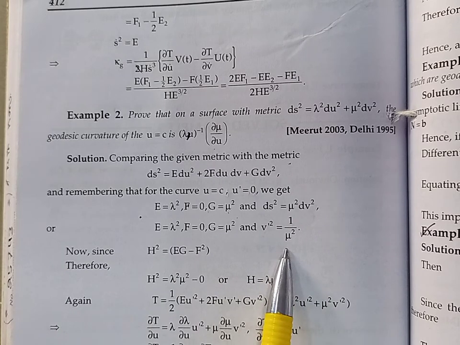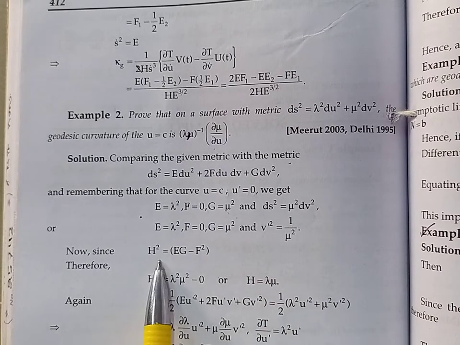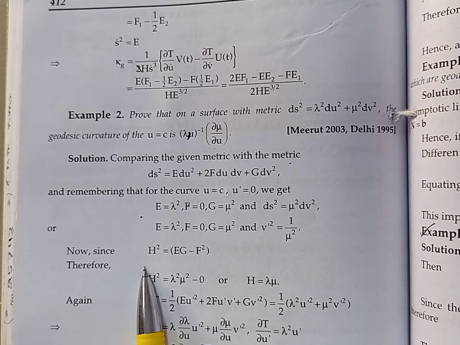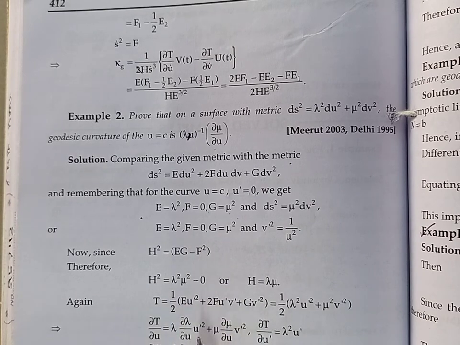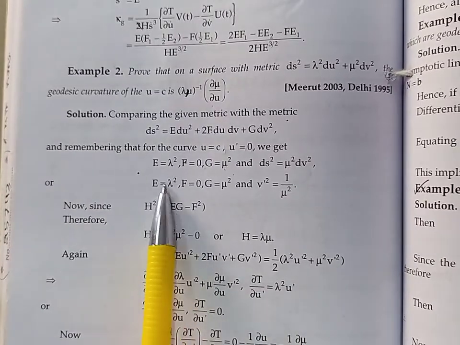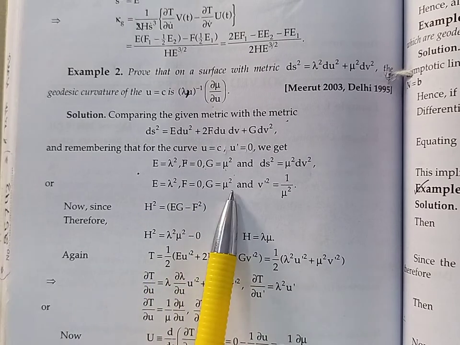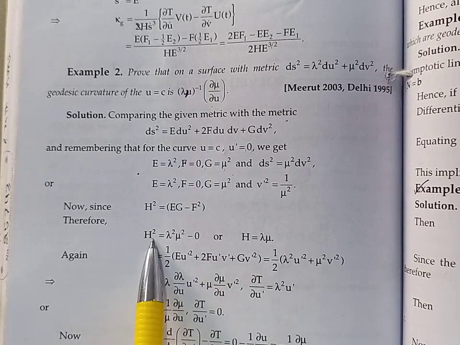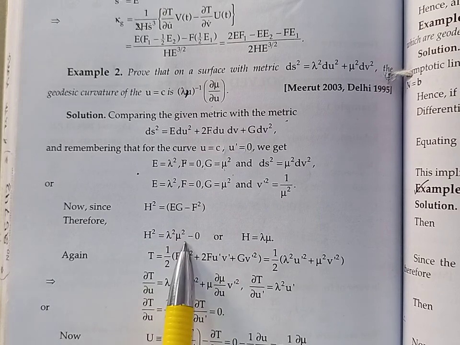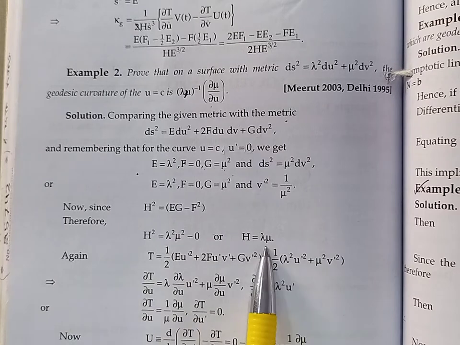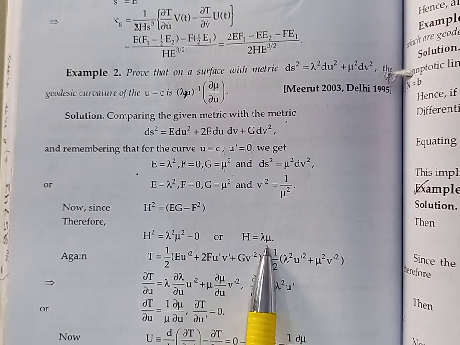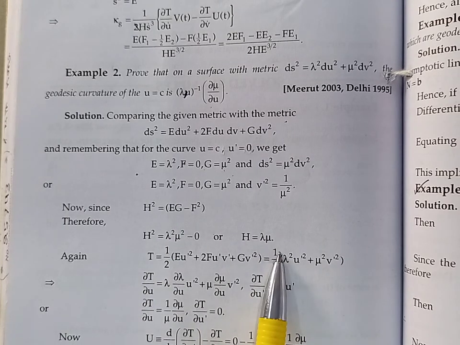Now we can substitute the values in this formula, because h square is given by EG minus F square. Substituting the values, because F is 0, E is lambda square, G is mu square. So substituting the values here, h square will become lambda square into mu square. Taking square root, we get the value of h, which is given by lambda into mu.